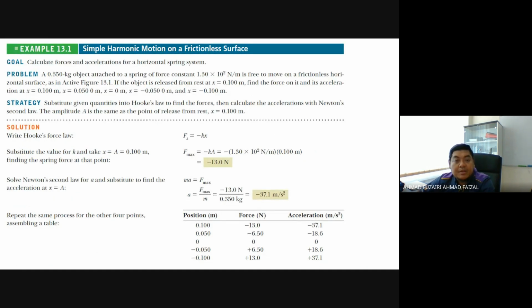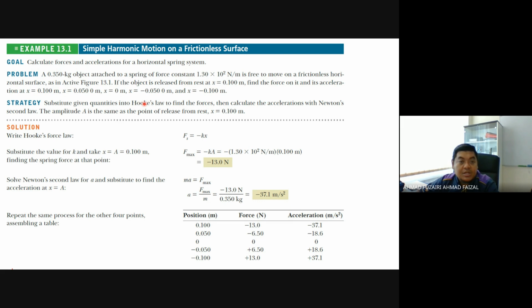So these are some examples of simple harmonic motion on a frictionless surface. Okay, so let's look at the problem. A 0.35 kilogram object, so this should be your mass, attached to a spring with force constant, that means this is your k, is free to move on the frictionless horizontal surface as in figure 13.1. You can refer to your textbook.